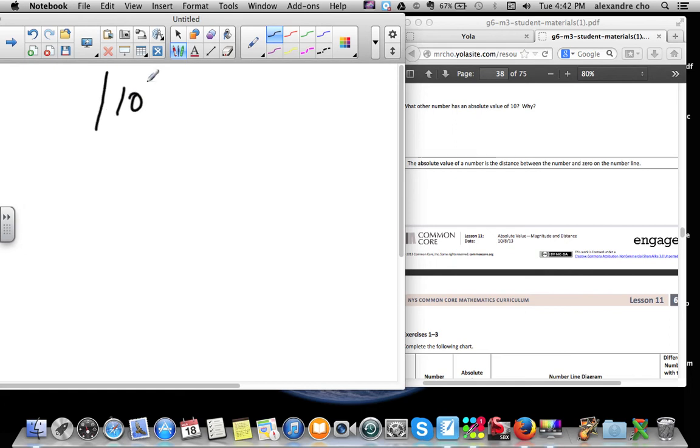All right, so the absolute value of 10 is 10. What other number is 10 spaces away from 0? The only other number would be negative 10. If you took the absolute value of negative 10, it's also 10, because negative 10 is also 10 spaces away from 0. Okay?